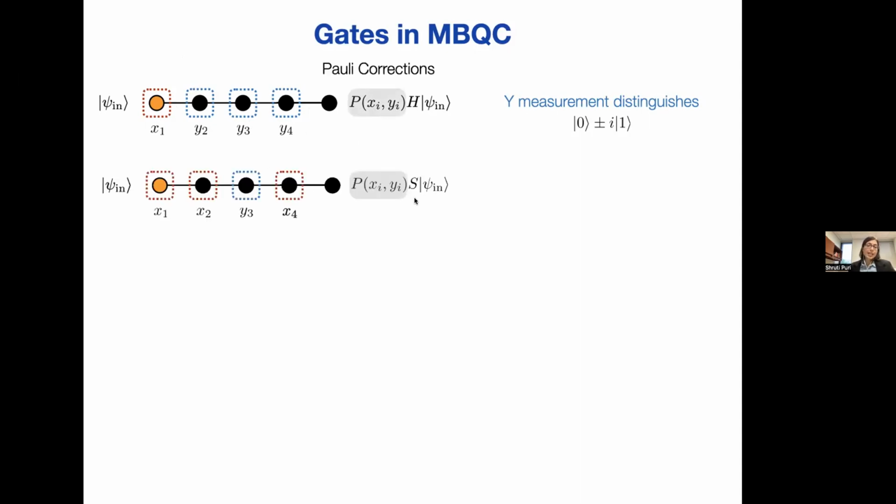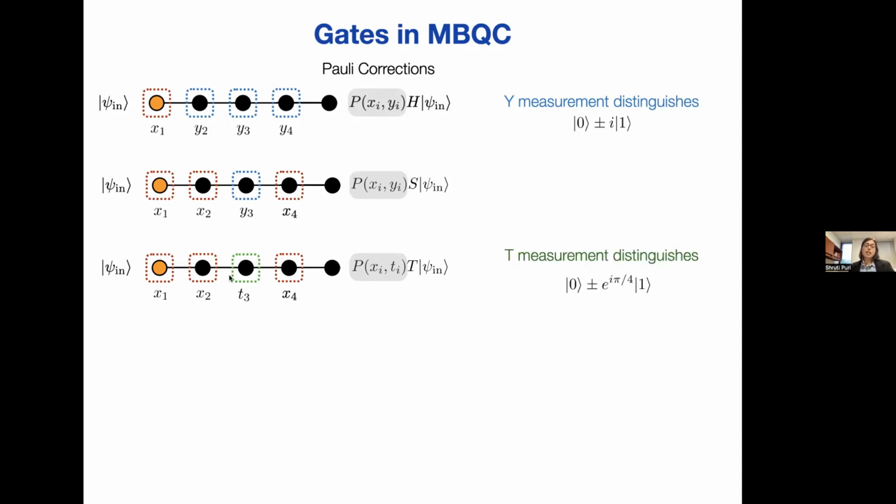Again, you might want to do an S gate in measurement-based quantum computing. In this case, you just change your measurement pattern. You now measure the first 2 qubits in the X basis, the third qubit in the Y basis, and the fourth qubit in the X basis, and this would do an S gate on your input state. Similarly, you can do a T gate on your input state, which would require you to measure a single qubit in the T basis. That is, you want to distinguish these 2 states on the right over here.